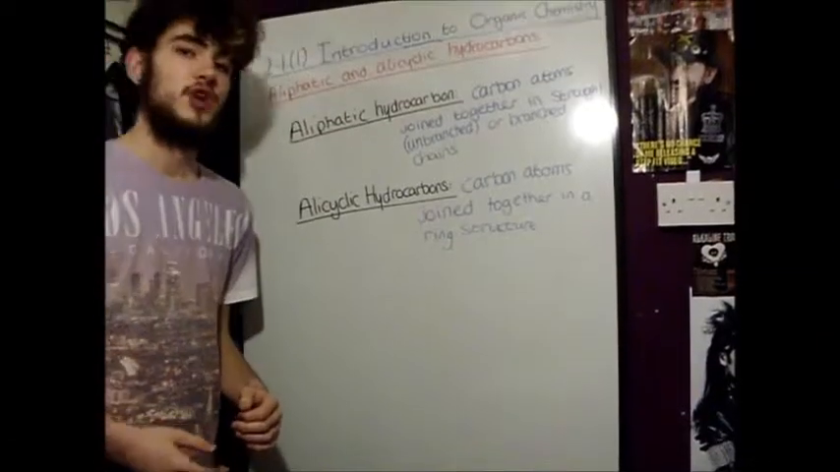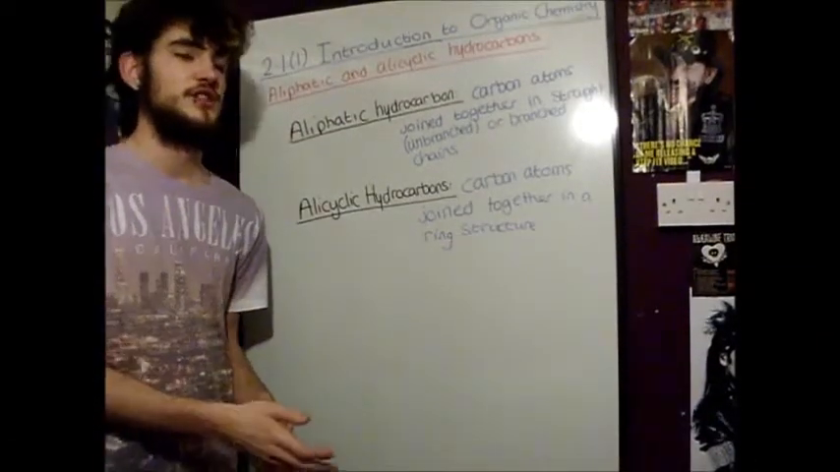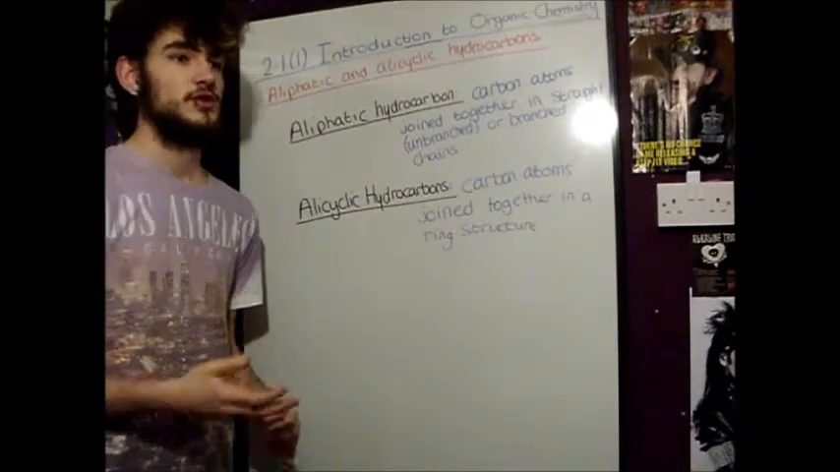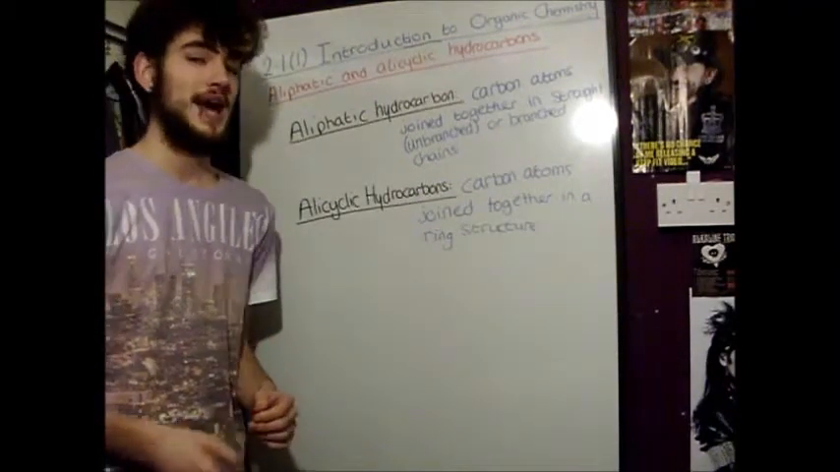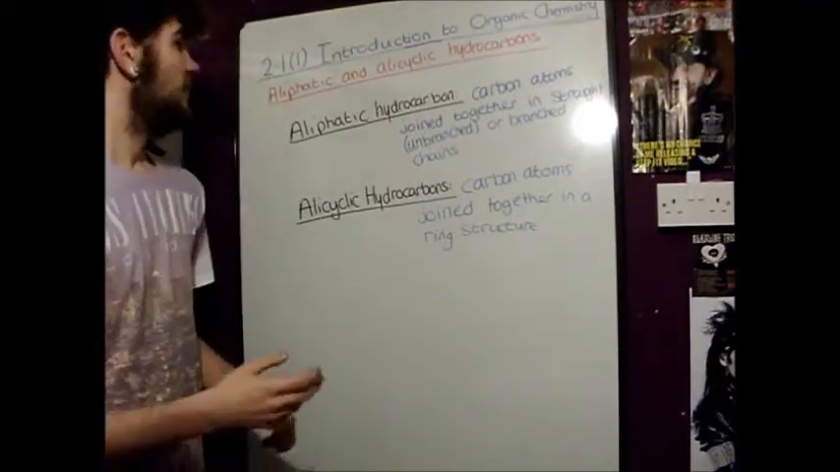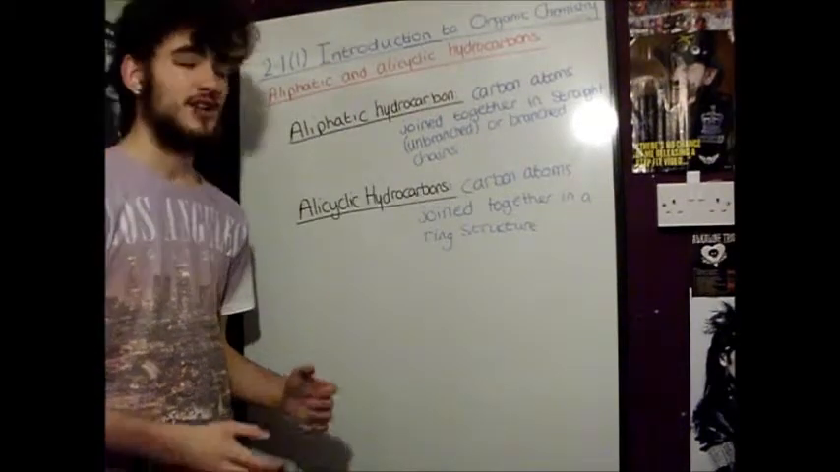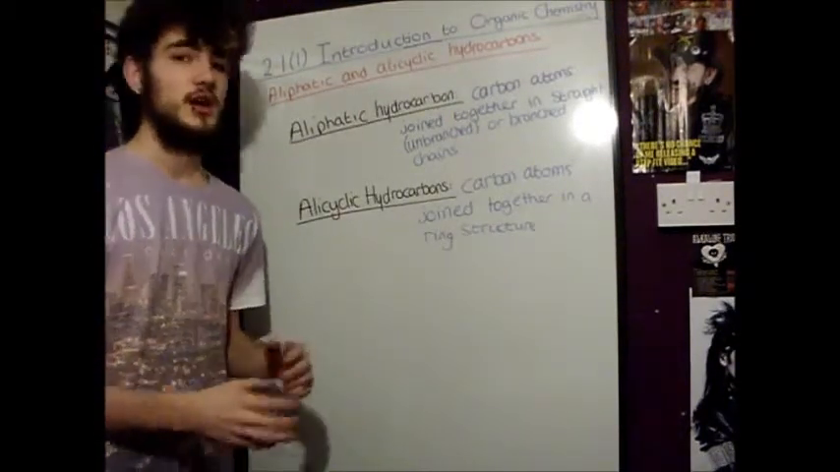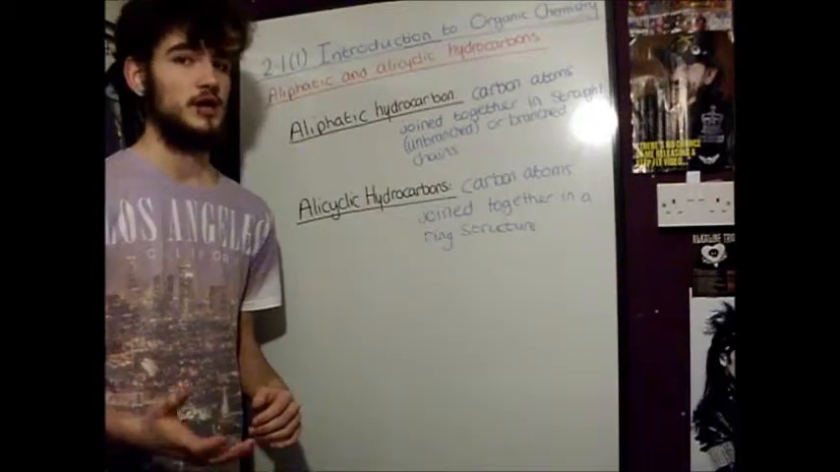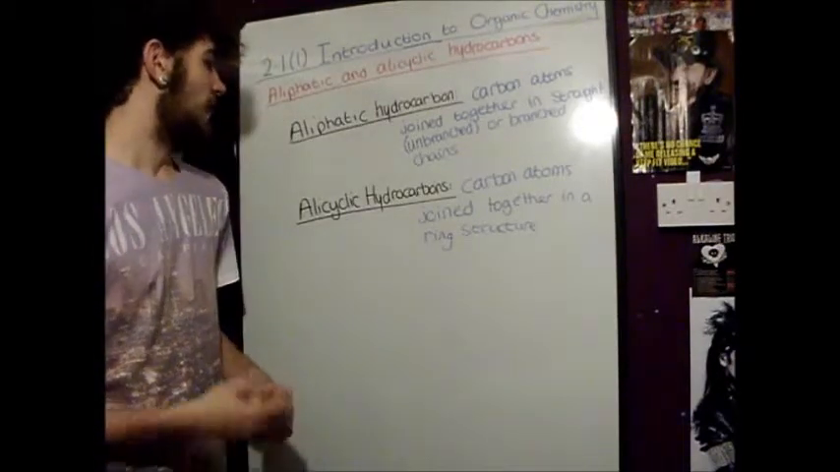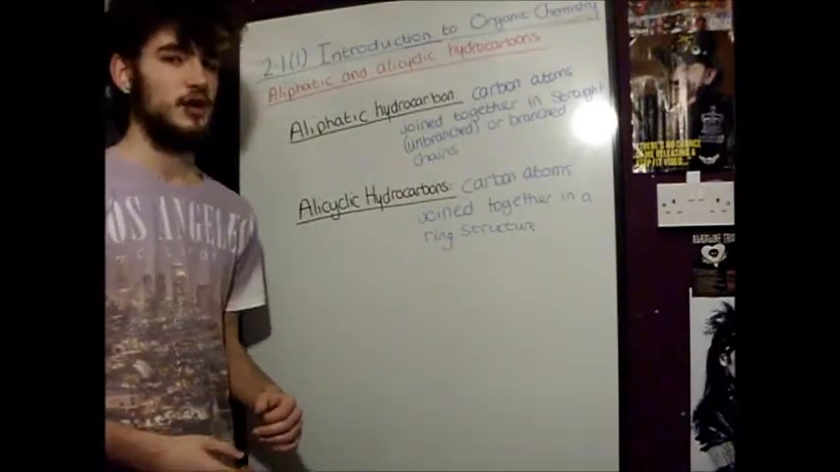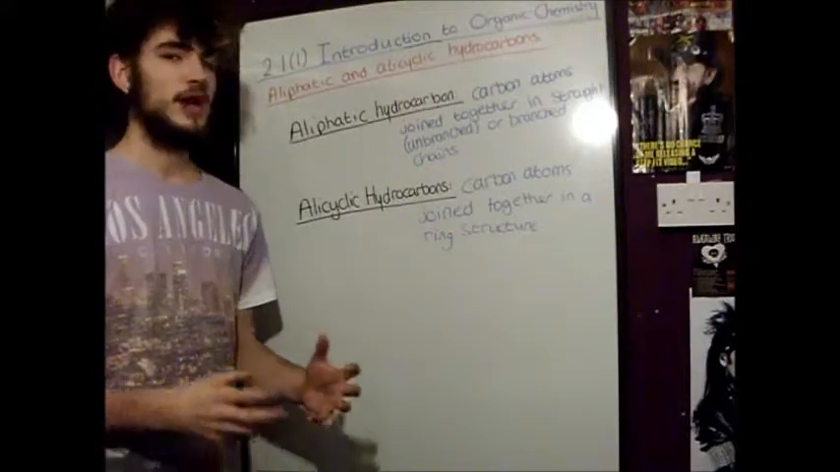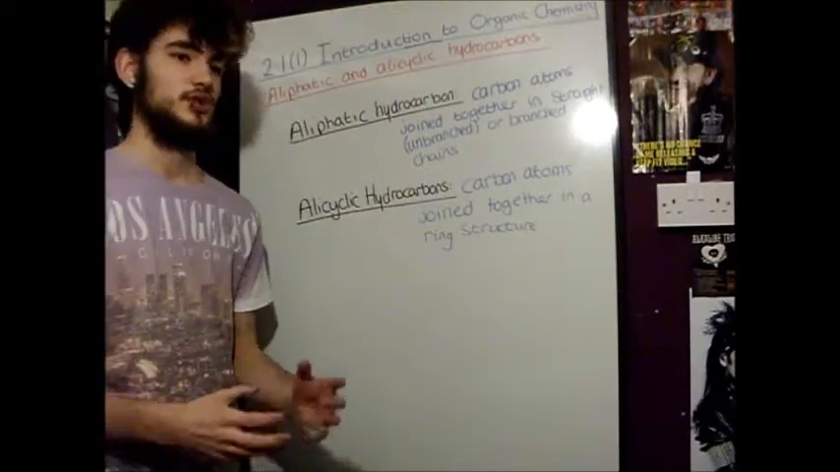As well as describing hydrocarbons as saturated or unsaturated, you can also describe them as aliphatic or alicyclic. An aliphatic hydrocarbon is when the carbon atoms are joined together in a straight, unbranched or branched chain. An alicyclic hydrocarbon is where the carbon atoms are joined together in a ring structure.